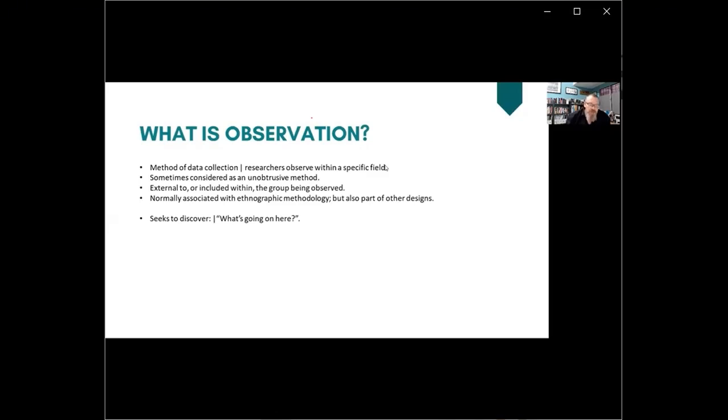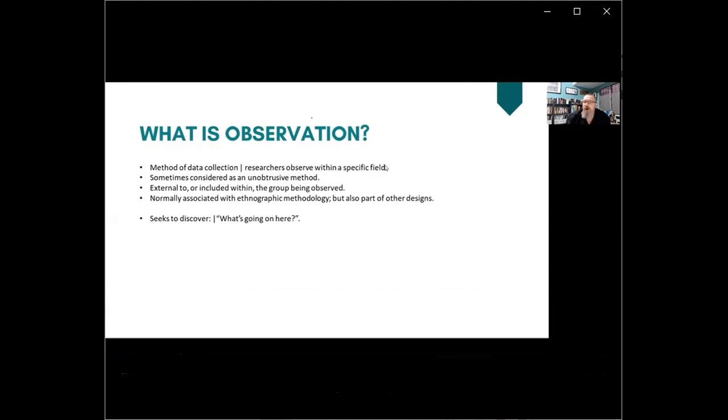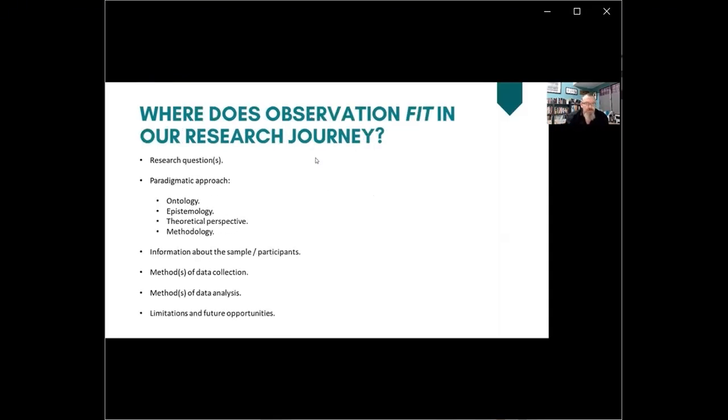So as a researcher, we can either be part of the dynamic or we can be separate from the dynamic. So we're either inside looking in or we're outside looking in. And it's normally associated with ethnographic methodologies, but it's also part of other designs as well. Ultimately, what observation seeks to discover is what is going on here. We want to understand what is happening given a set of circumstances or a subset of the population.